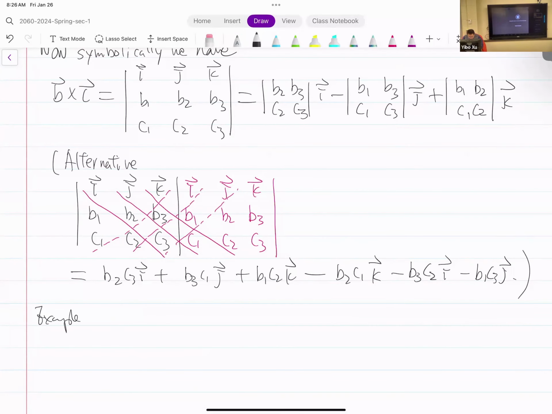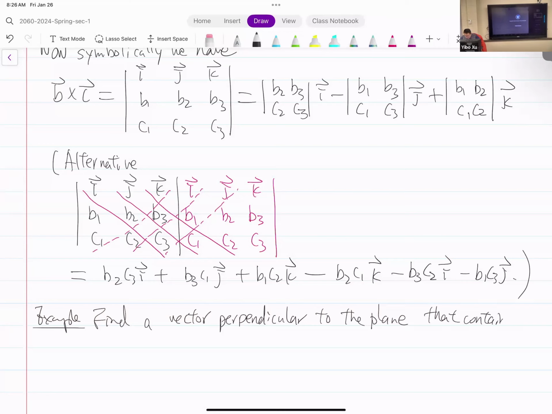Example. Find a vector perpendicular to the plane that contains points P, which has coordinates 1, 4, 6, Q, which has coordinates -2, 5, -1, and R, that has coordinates 1, -1, 1.